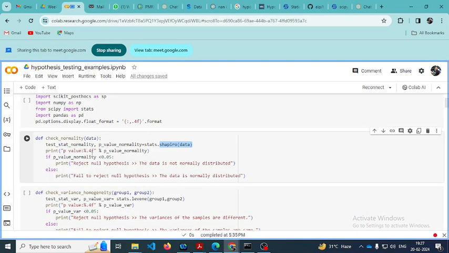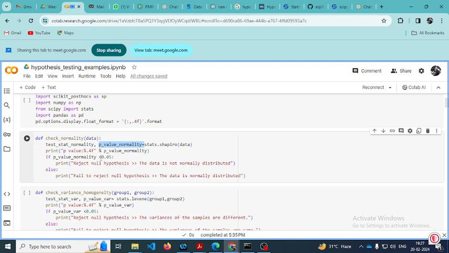So what we will do is directly call that function. It will give that probability value. Then you can check it against your alpha value, your level of significance, which is 0.05. You check that p value. After calling this one, you will get some normality value. If your p value is less than 0.05, then you will try to reject this null hypothesis.